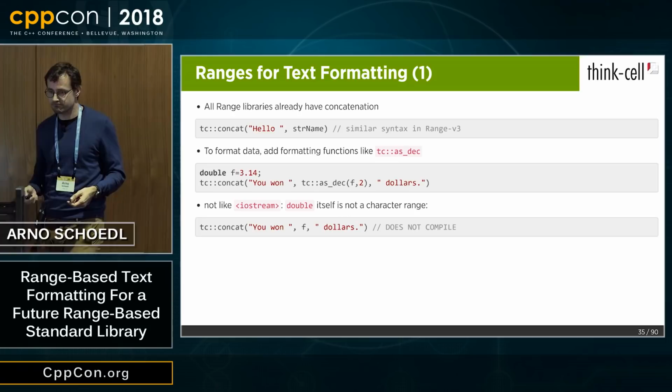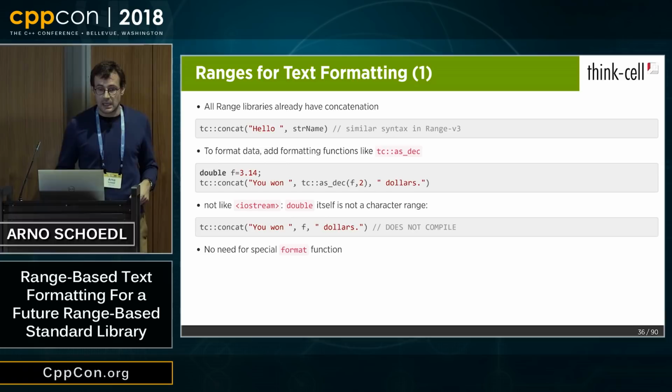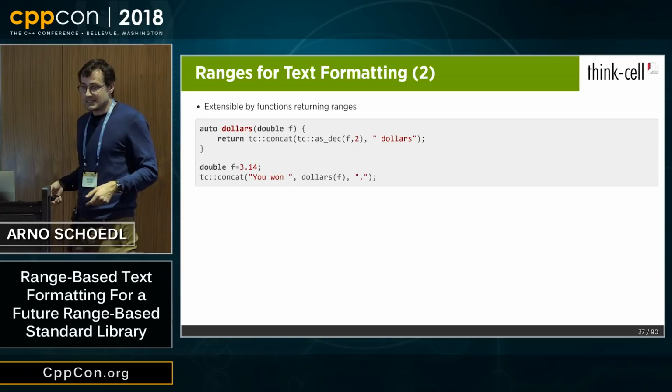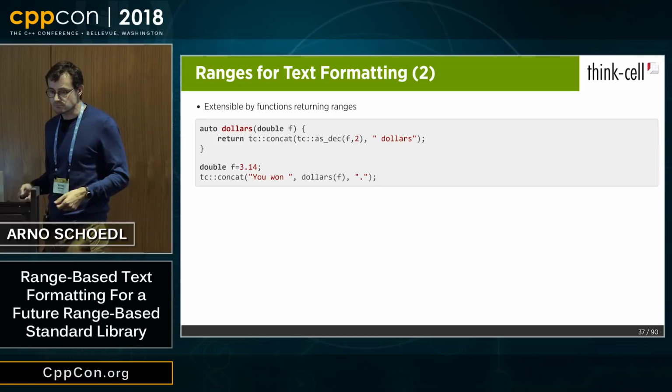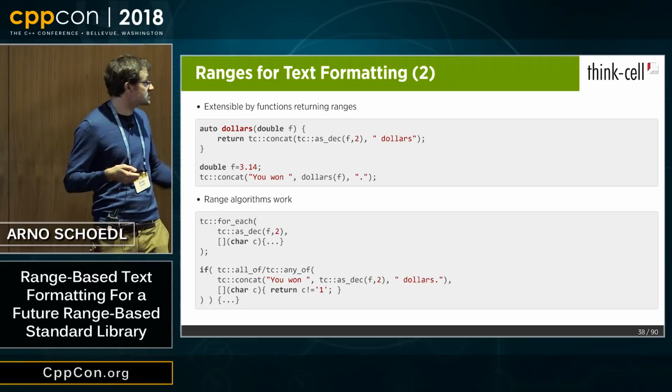So just putting an F in there won't compile. There's no need for a special format function. You just use concat. Extending it with user-defined formats is trivial. You just write a function that returns a range, and all the range algorithms still work. You can iterate over that stuff. You can call any algorithms. It all just works.